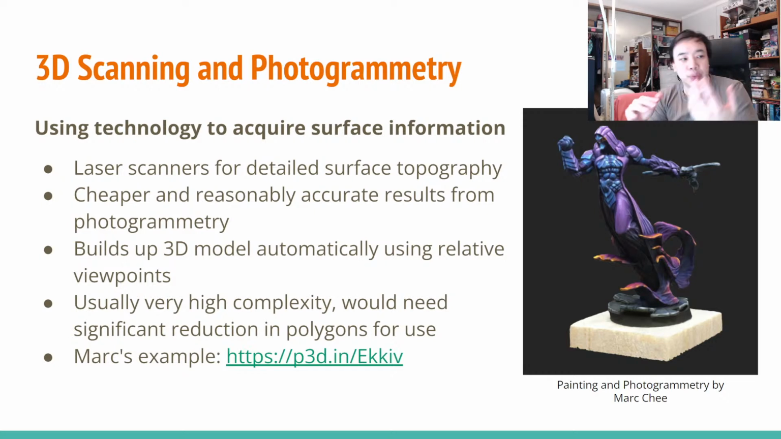But the way these things work is you take lots of photos of an object, and based on what colors it sees in each of those photos, it will make a guess of what viewpoint each of the photos is looking at the model from, and it will be able to make a guess of the 3D geometry of the model.